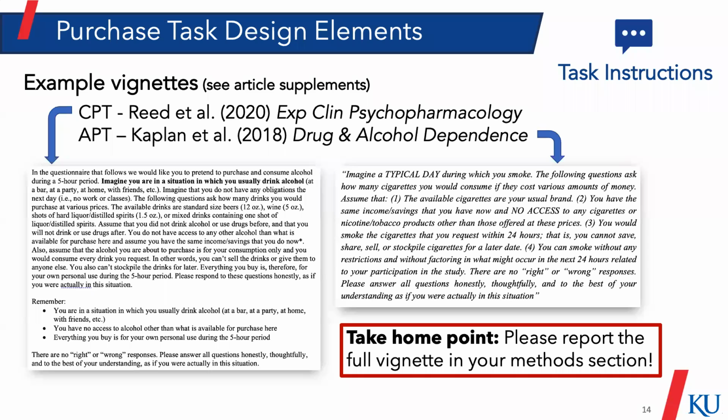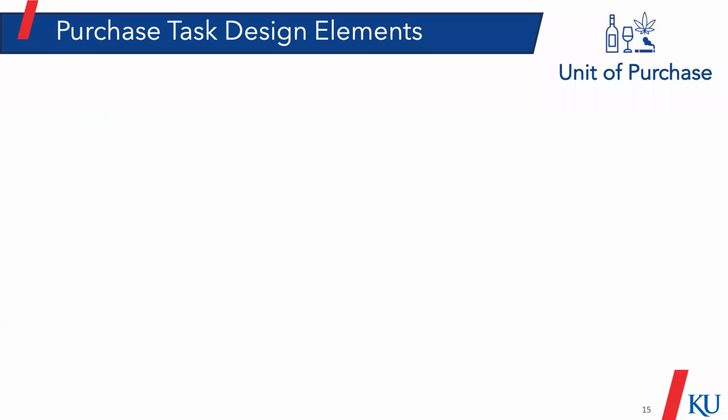So with the increasing availability of online supplemental materials, there's really no reason that you can't provide the full vignette in your methods. So that's the take-home point from that section. The next key element of a purchase task design is the unit of purchase.